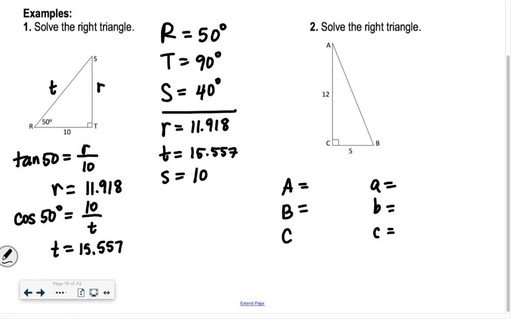So again, we know some of it. We know that angle C is 90 degrees. We know little b is 12, and little a is 5. Okay, so then we find all the missing things.